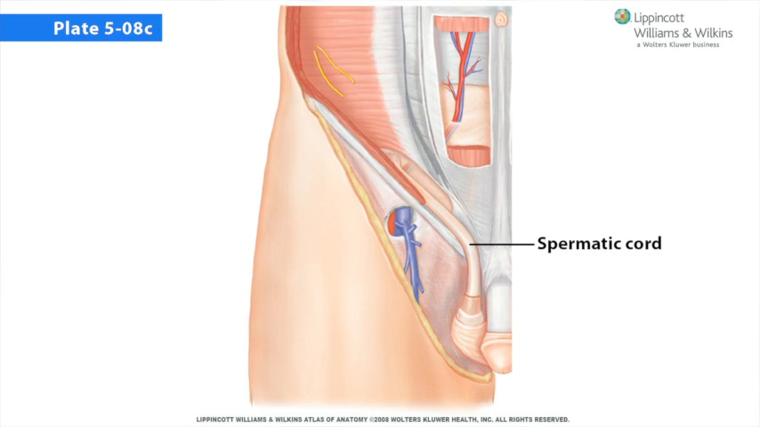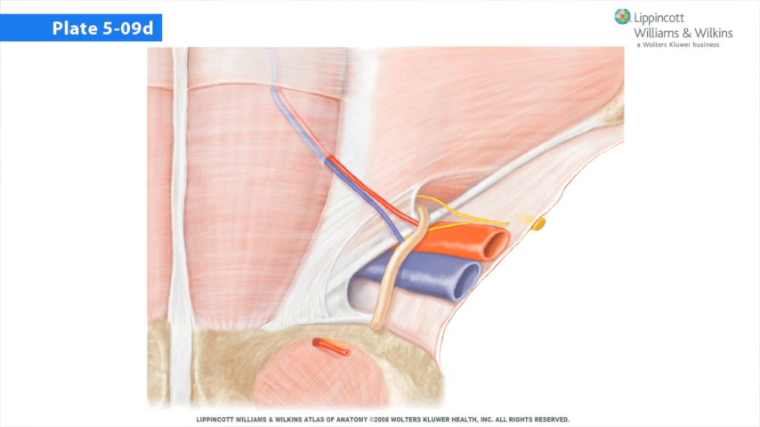In the male, the spermatic cord passes through the inguinal canal, while in the female, the canal is traversed by the portion of the gubernaculum called the round ligament of the uterus.